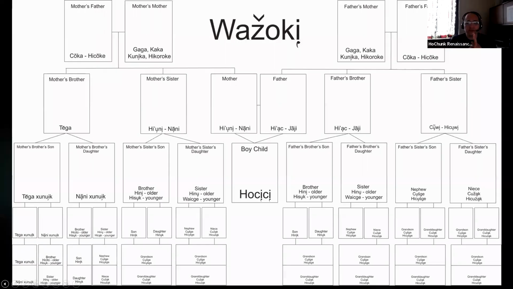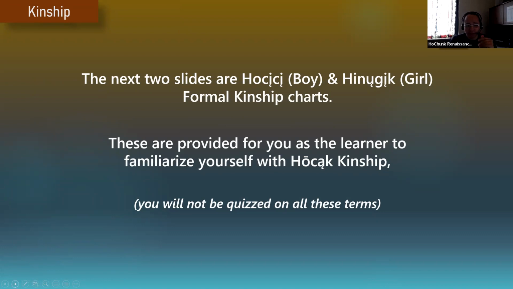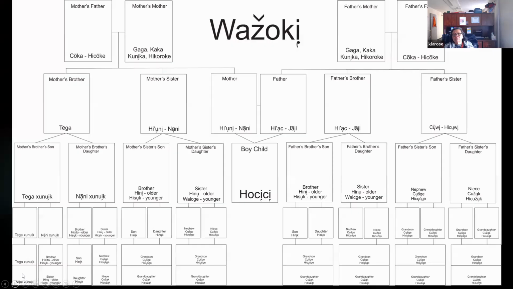So once again, in this portion, the next two slides are Hoit'e and Hinogi, the formal kinship chart. All right, without further ado, we'll get to it.